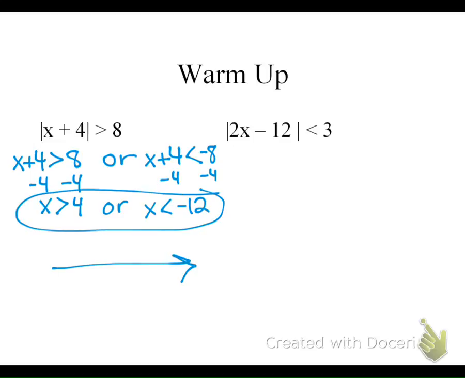I'm going to go ahead and graph that. We always put 0 on our number line. I want negative 12. I want positive 4. They're both open circles. It's less than the negative 12, so I'm going to go to the left. It's greater than the 4, so I'm going to go to the right. What are your questions on the first warm-up?